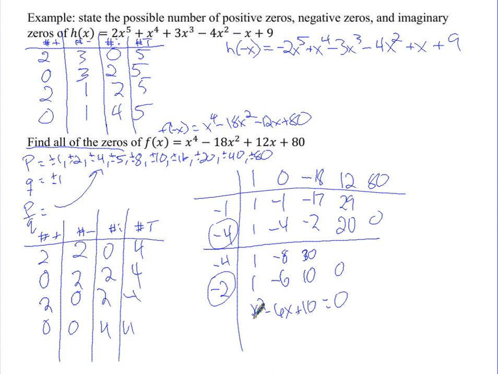Does it factor? There's no a here. The a is 1, so I don't need the box. I just need two numbers that multiply to give me positive 10 and add to give me negative 6. Do we have two numbers that do that? 2 times 4 is 8. Do we have two numbers that do that? No. So this does not factor, which means I need the quadratic formula.